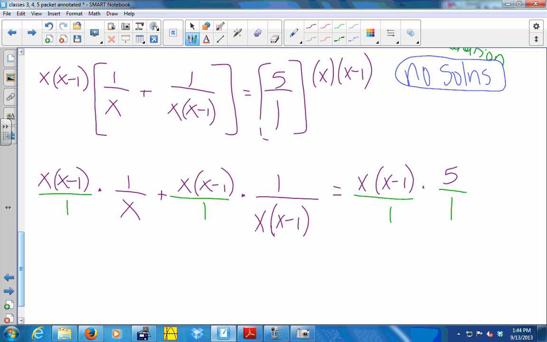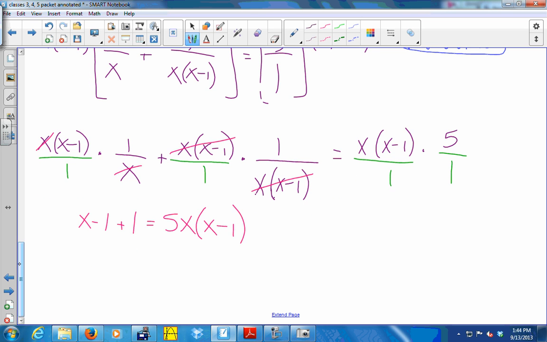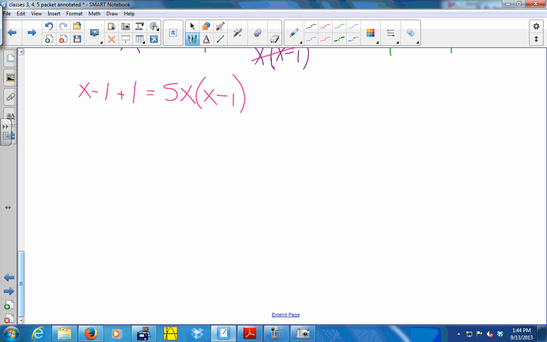Okay, so now we can cancel anything that's the same in the top and the bottom within each term. So here's my first term. I can cancel the x's, and I'm left with just an x minus 1. And then my next term, the entire denominator cancels, and I'm just left with a 1. And then in the last term, nothing cancels, and I'm left with 5x times x minus 1. So I have no more fractions. My minus 1 and my plus 1 cancel here, and I get x equals 5x squared minus 5x.